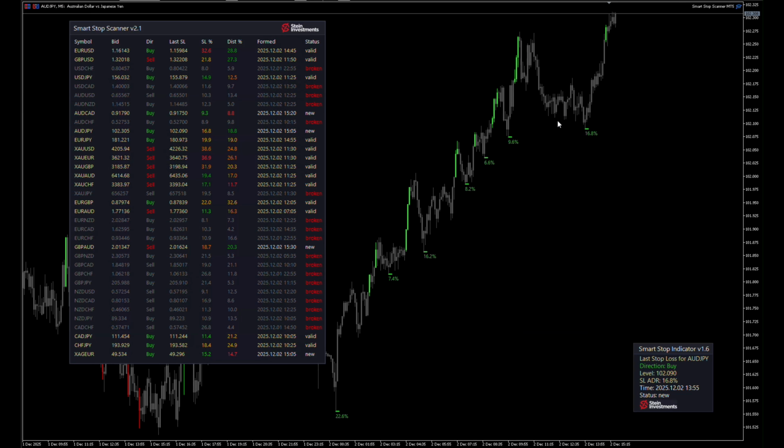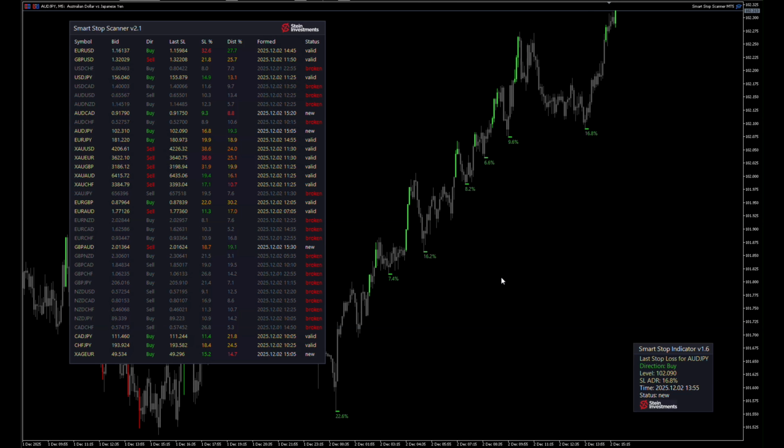And that leads to an important lesson. Static stop loss concepts don't work in a dynamic market. Smart Stop Scanner adapts as structure changes. What was a great entry an hour ago might no longer be ideal now. And with the scanner, you can spot that immediately.